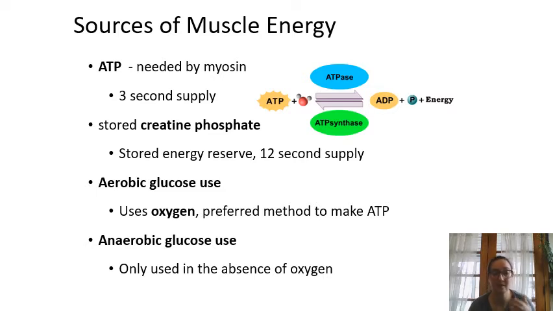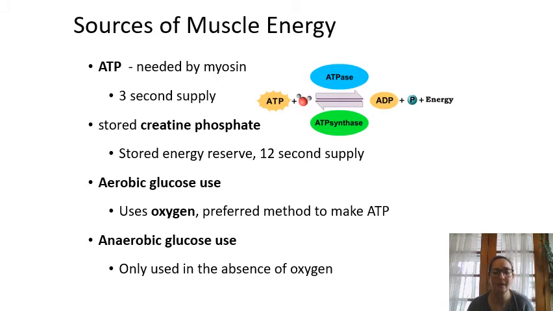So you need to have a food supply, an energy supply, and you need to have oxygen. Those are the two major components of cellular respiration that we're going to need in order to build more ATP continuously inside your muscle cells, right? So oxygen is a really important part of that process.